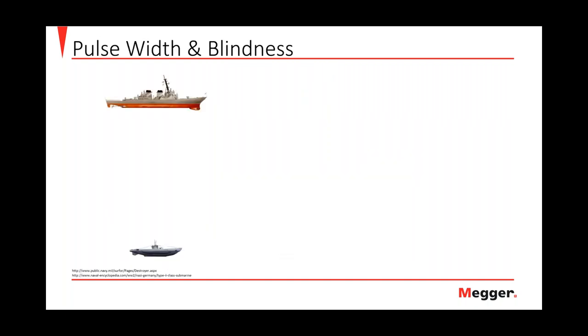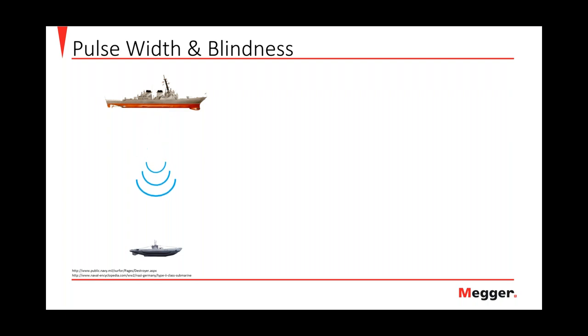So now let's talk about pulse width and blindness. Pulse width is essentially how long the unit is going to hold that signal for. It activates the pulse, and how long it holds it before it shuts off determines the pulse width. What that can show us, and why we would want to use this, is that we can have a certain amount of blindness the closer a discontinuity is to the unit.